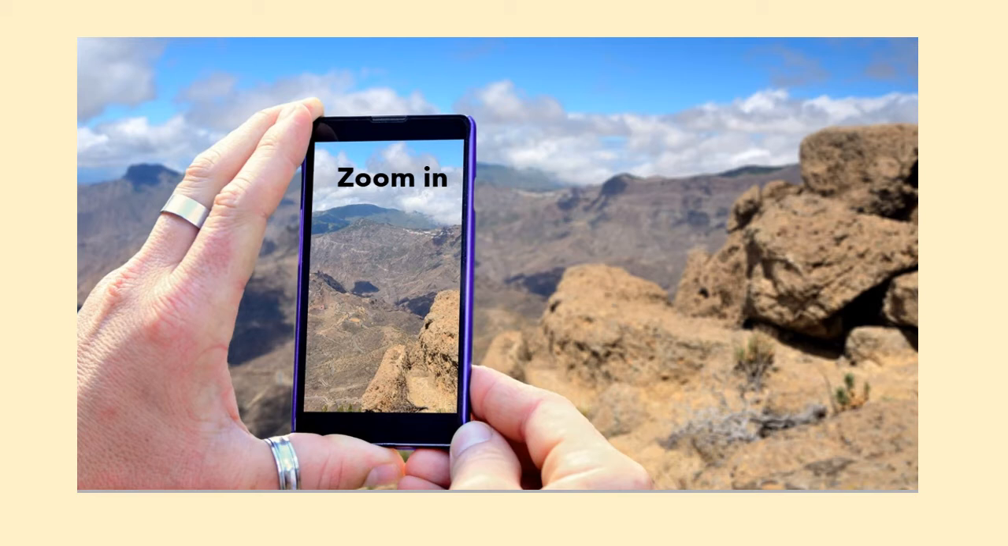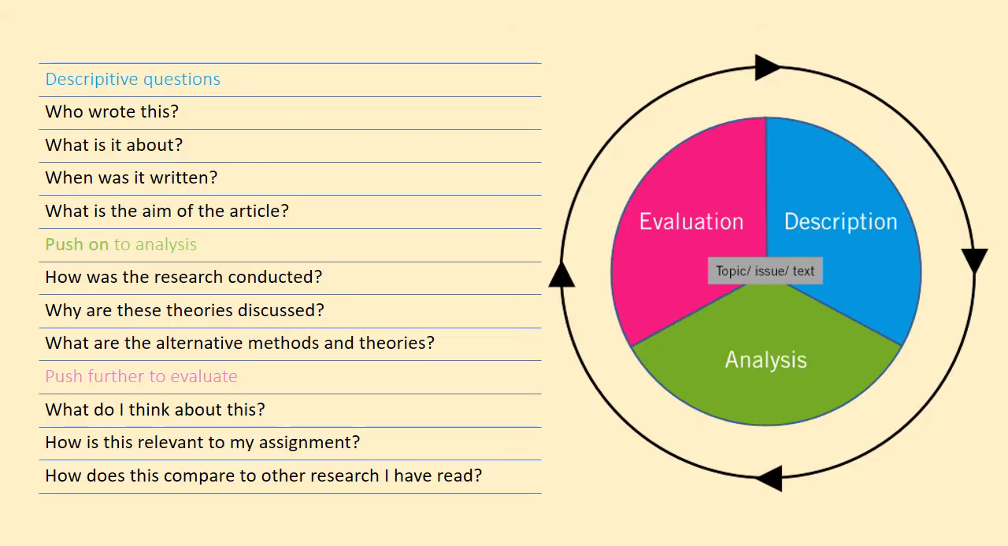What we do now is that we zoom in on that research, and we look at it in great detail. We don't just skim over it. We really analyse this research. And how do we do it? Well, again, we move through this model. So we zoom in and we look for these descriptive elements. But then we push on.